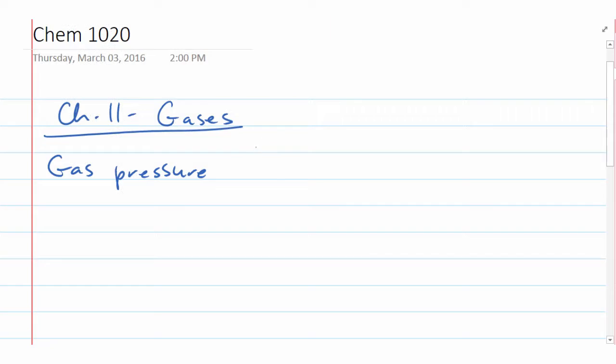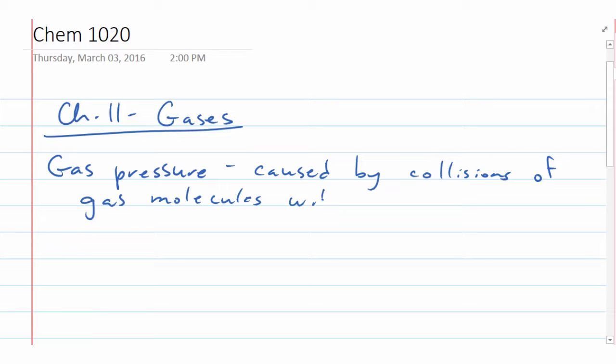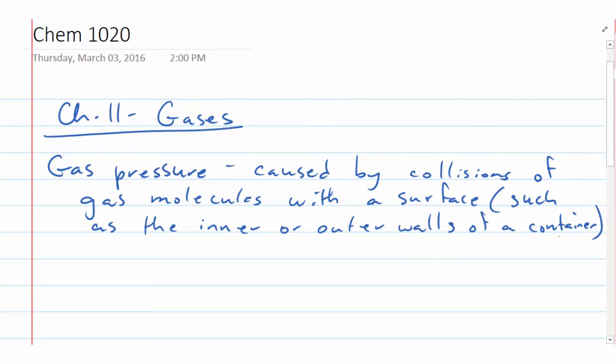Gas pressure is caused by collisions of gas molecules with a surface, such as the inner or outer walls of a container. And that's exactly what happens here. Let's explain these. I think we did this one first.